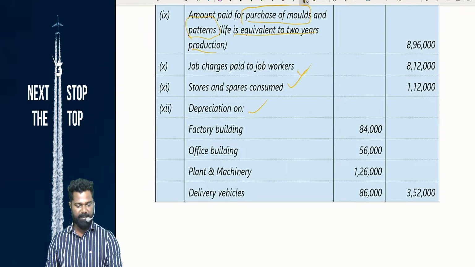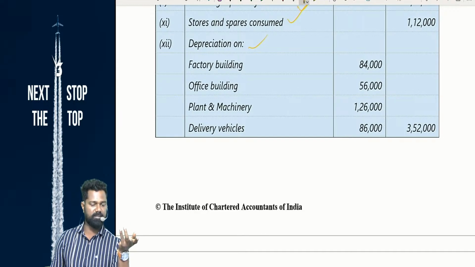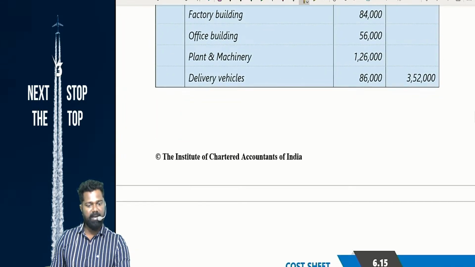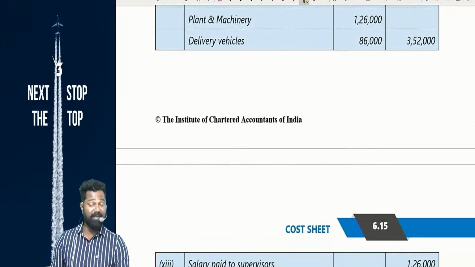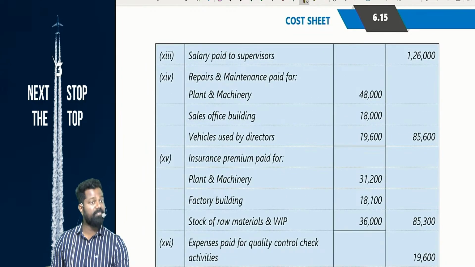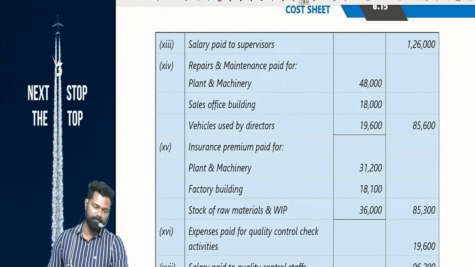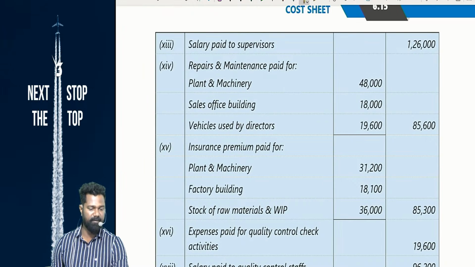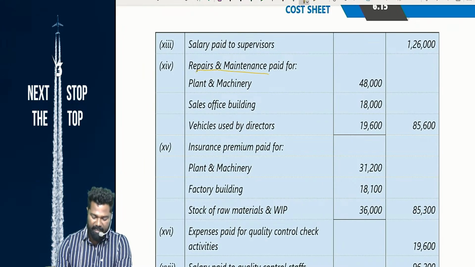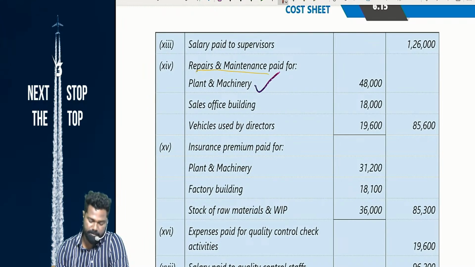So depreciation, you know what the treatment is. Factory building, where will it come? Depreciation on factory, where will it come? Factory overheads. Office building, plant and machinery, where will plant and machinery come? Factory overheads. Delivery van, where will it come? Selling. Salary paid to supervisors. Very good. Repairs and maintenance paid. Repairs and maintenance of plant and machinery, where will it come, children? Quickly, loudly. Factory overheads. Sale of office building.